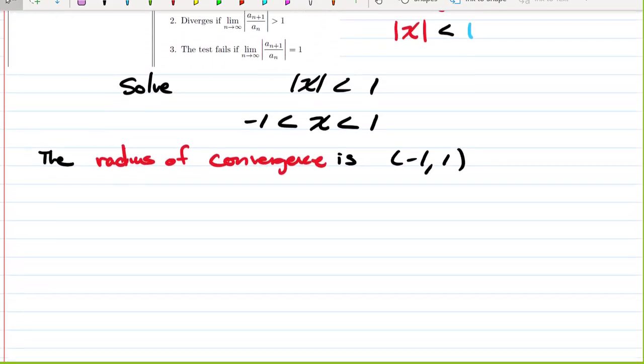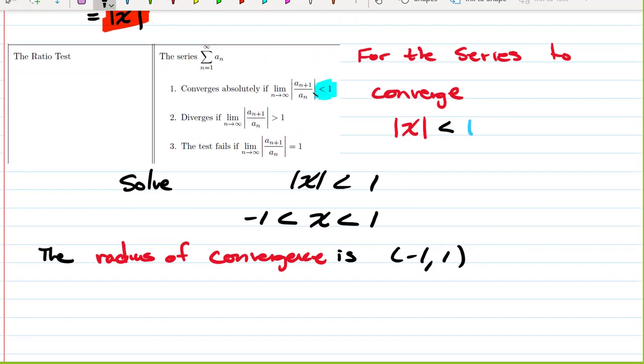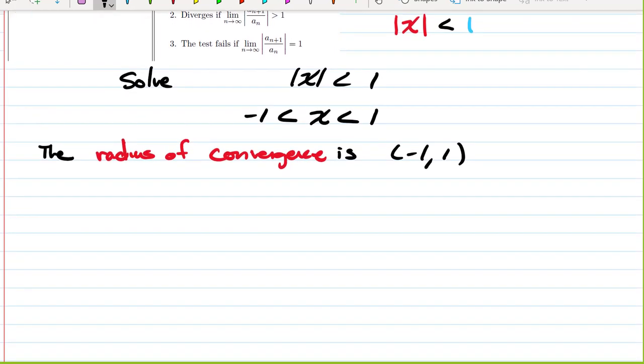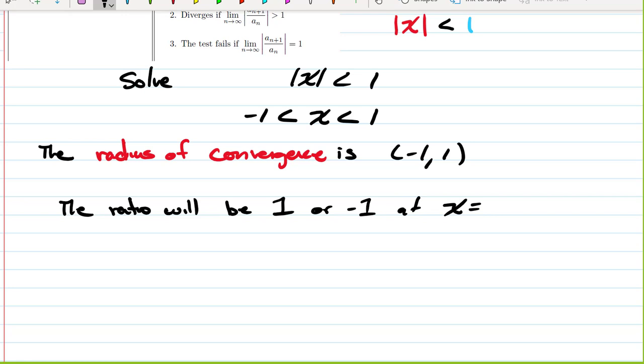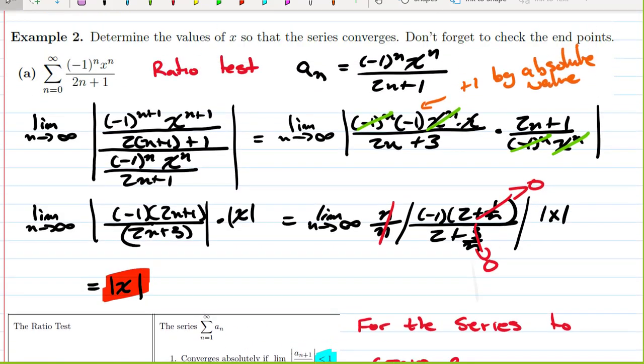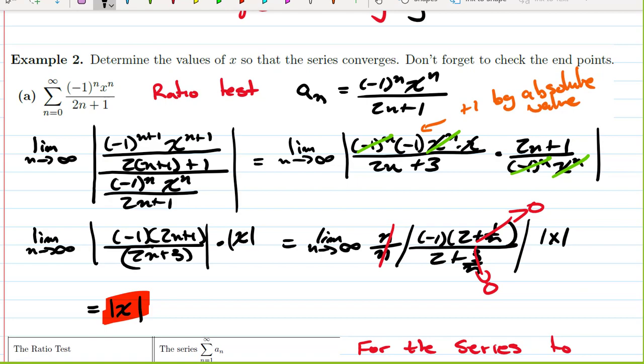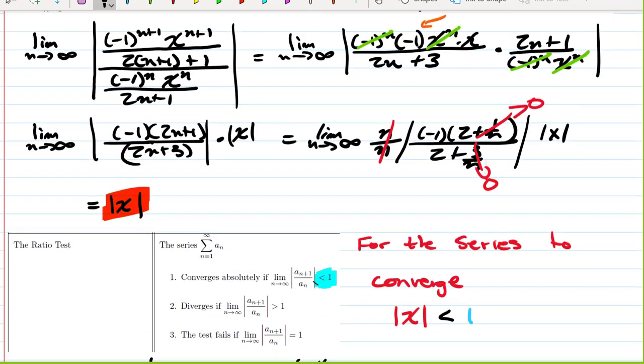So when we have an x involved, remember we solve for when this was less than or equal to 1. The test fails when the ratio is equal to 1. So the ratio will be 1 or -1 at x equals -1 and 1. And so what I mean by that is we actually have to put in x equals -1 into our original series.